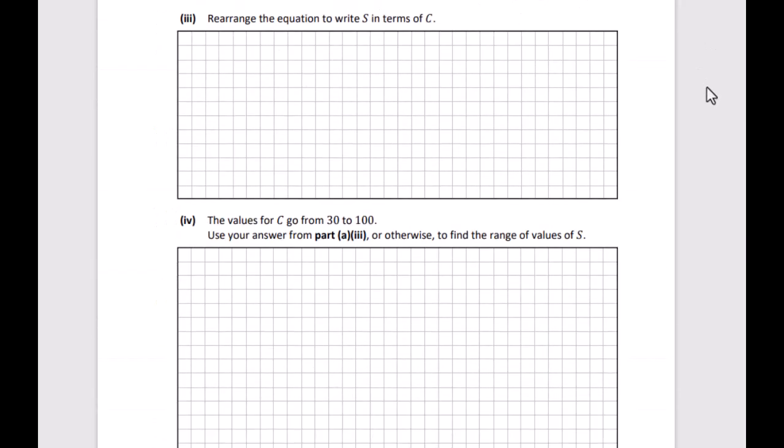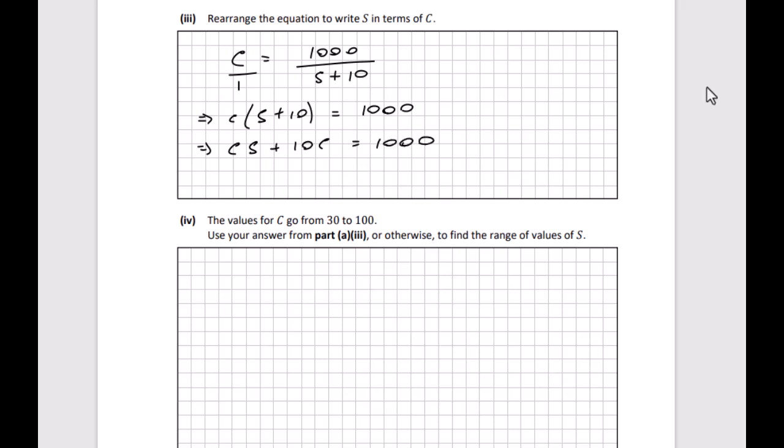Rearrange the equation to write S in terms of C. Okay, so we have C is equal to 1000 over S plus 10. The first thing you would do, we have a fraction equal to a fraction, so cross multiply here. So that would give us C times S plus 10 is equal to 1000 times 1. You can multiply this out, you get CS plus 10 times C is equal to 1000. We don't need the 10C, so we want to get the S on its own. So leave the CS on this side, so you've got 1000 minus 10C.